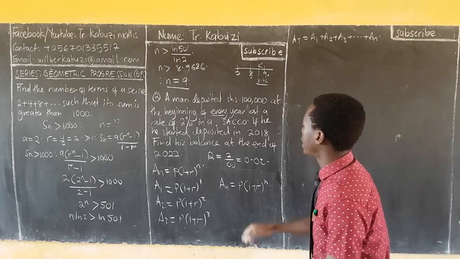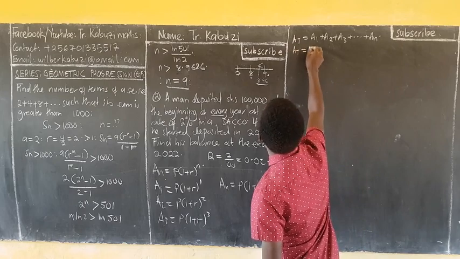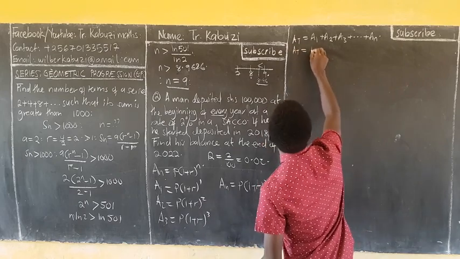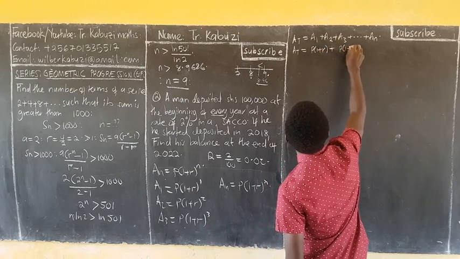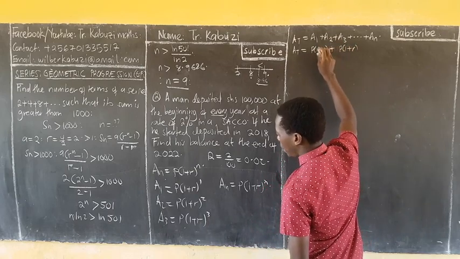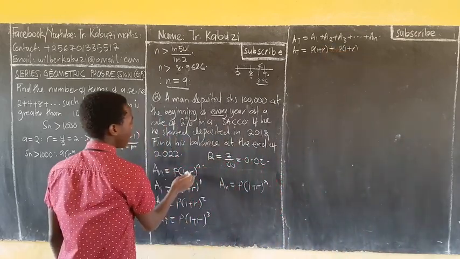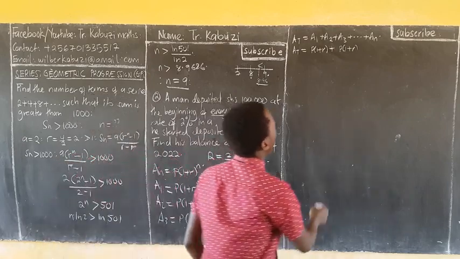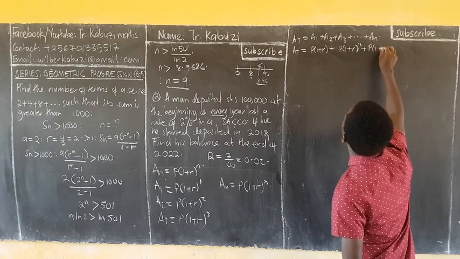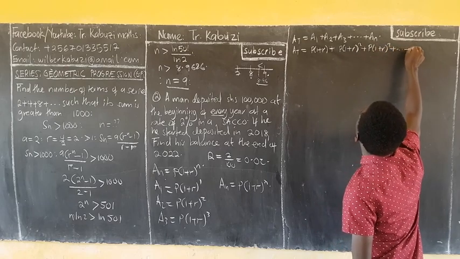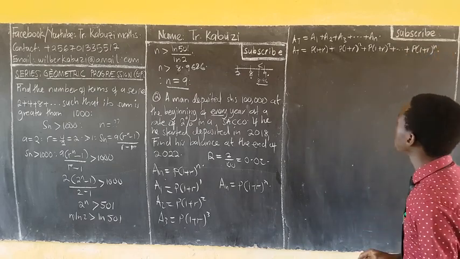So from here, we start, what is our n? First of all, our amount in the first year is p(1 plus r), then p(1 plus r) power 2, by the way, this r is our rate. Let us call this our rate. Then plus p(1 plus r) power 2, then plus up to when we reach p(1 plus r) power n.